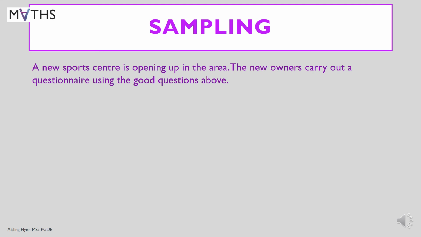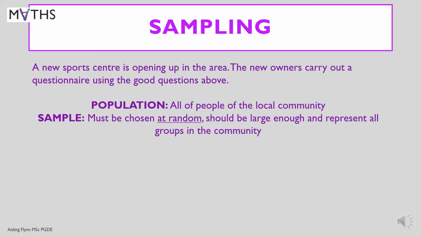So where should they go instead? A new sports centre is opening up. The new owners carry out a questionnaire using the good questions above. The population is all the people of the local community. The sample must be chosen at random. Random means that you have lots of different types of people and they each have an equal likelihood of being chosen to question. The sample must be large enough and it must represent all groups in the community. Where could the owners find their sample?